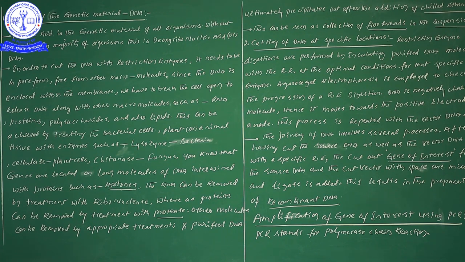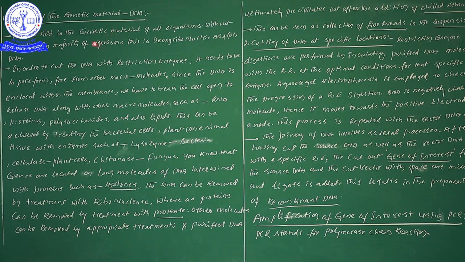So what is the point now? Nucleic acid. The nucleic acid is the genetic material of all living organisms. So that we know very well. Definitely nucleic acid acts as genetic material in all living organisms without any exceptions. But here, in a majority of the organisms, DNA is the genetic material.